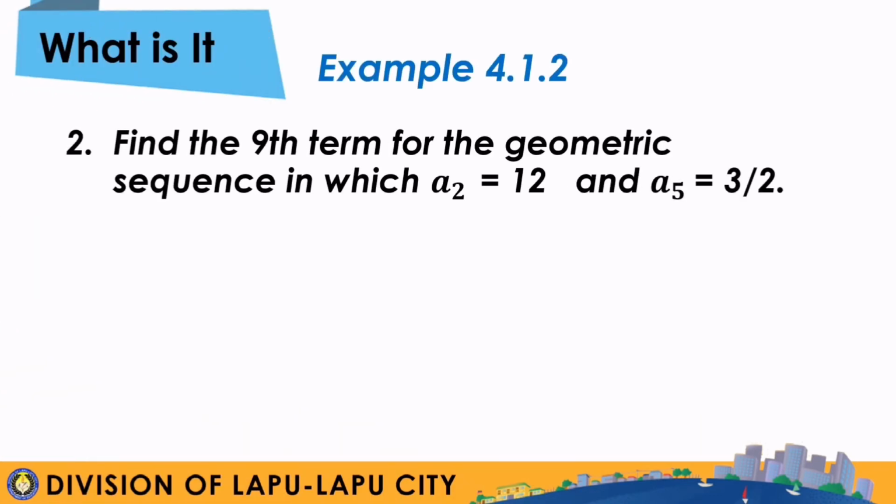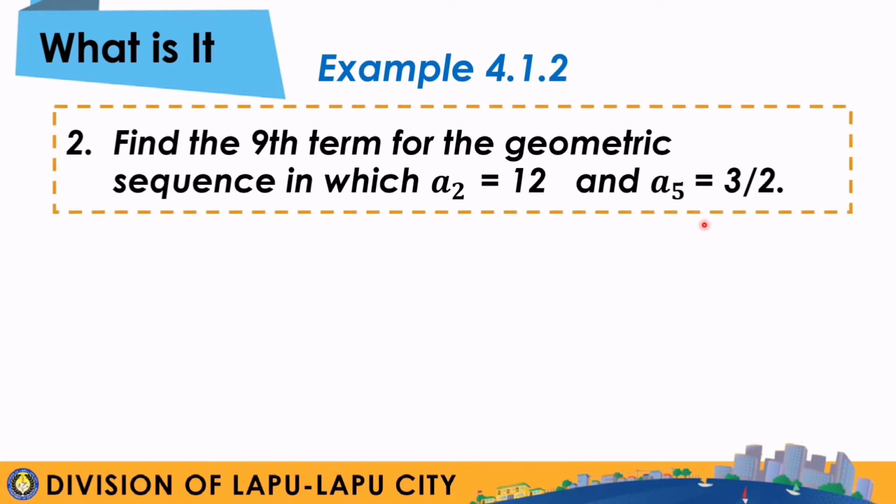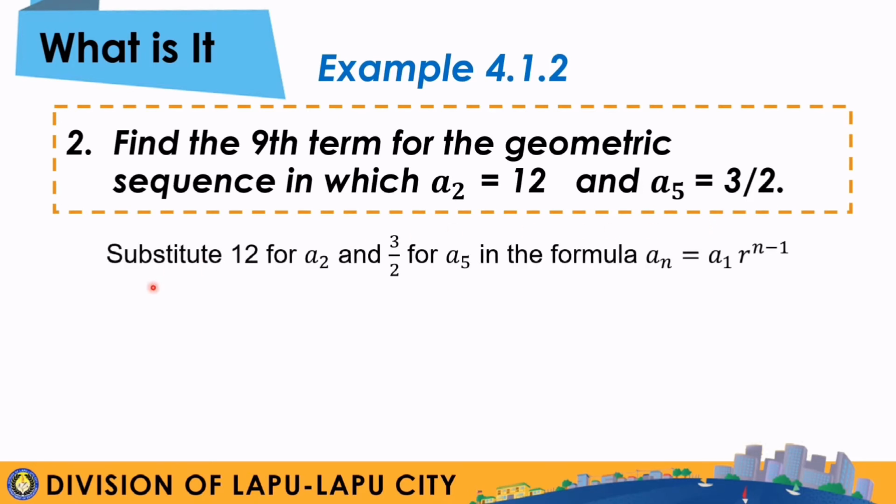For the second example, we are going to find the 9th term of the geometric sequence, in which the second term is 12 and the 5th term is 3/2. This example is quite complicated, so I want you to listen attentively. Now, the first thing to do is we're going to substitute 12 for the second term and 3/2 for the 5th term in the formula. So, let me start with the solution.